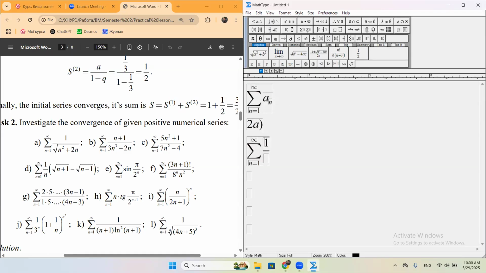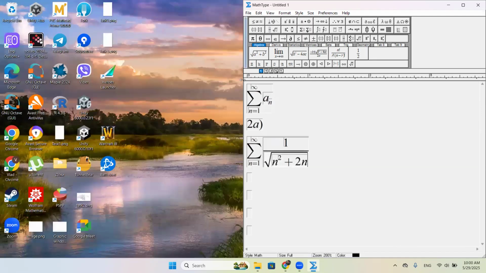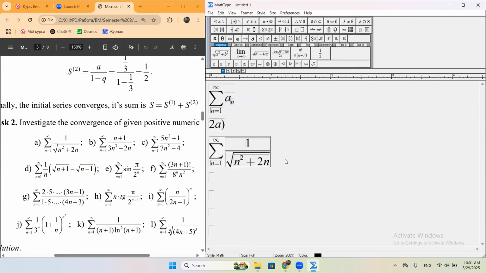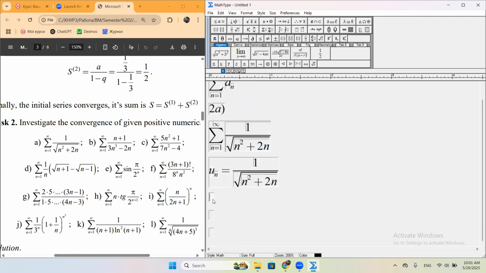So the following series: the sum over n of 1 over square root of n squared plus 2n. So we will use the comparison test. We will compare the nth term with, so we will compare this series with the harmonic series, which is divergent.